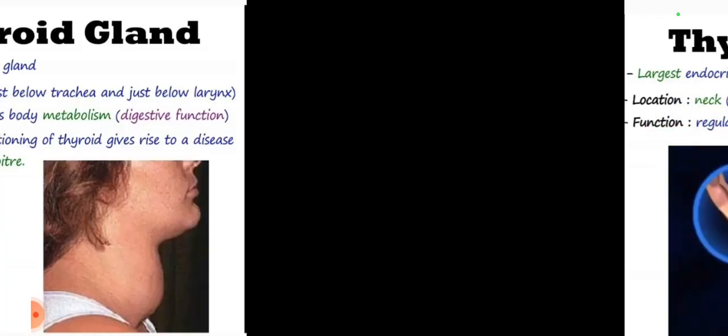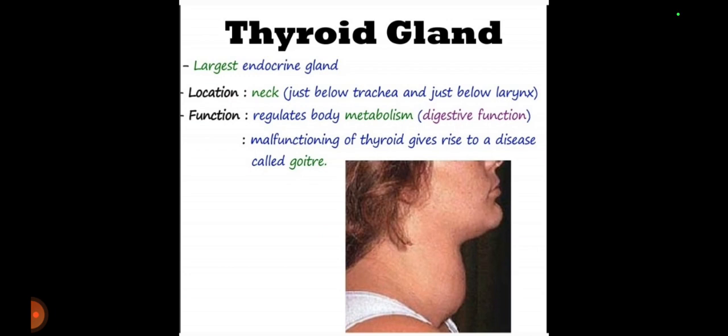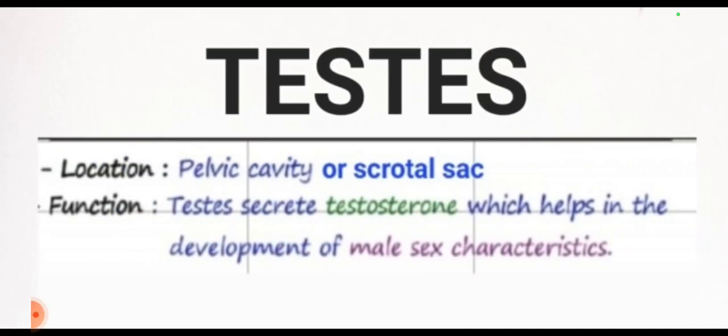That is all about the thyroid gland. If the thyroid gland does not work properly, it gives rise to a disease called goiter. Okay, this is all about the thyroid gland.